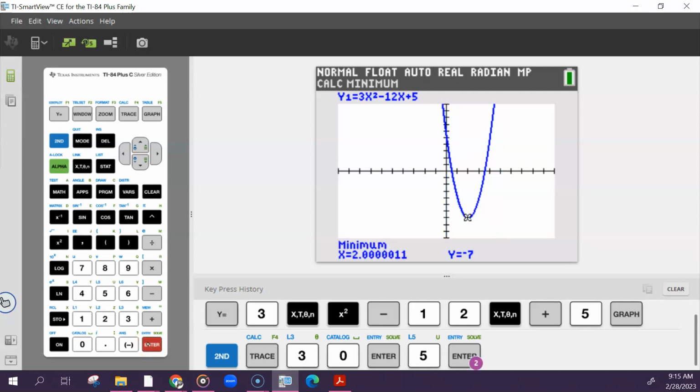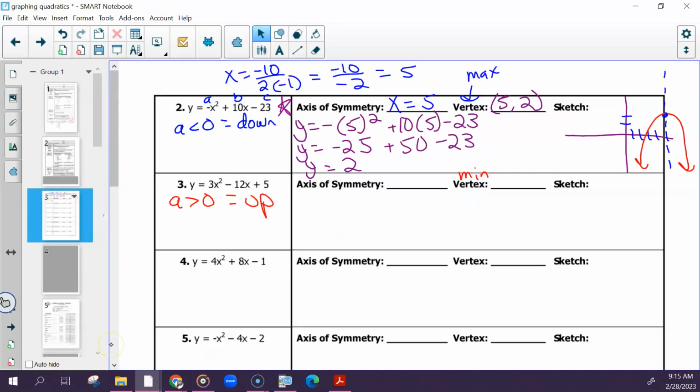Now, the issue with doing it on the graph is sometimes your calculator will do this. This is really just 2. I don't know why it puts all those decimals. It's really just 2. How do you put 5 in there? I just typed 5 and hit enter. This is where your table would come into play. But from the graph, I can say my vertex is at 2, -7. I'm going to write that down, which means our axis of symmetry is whatever the x value is.